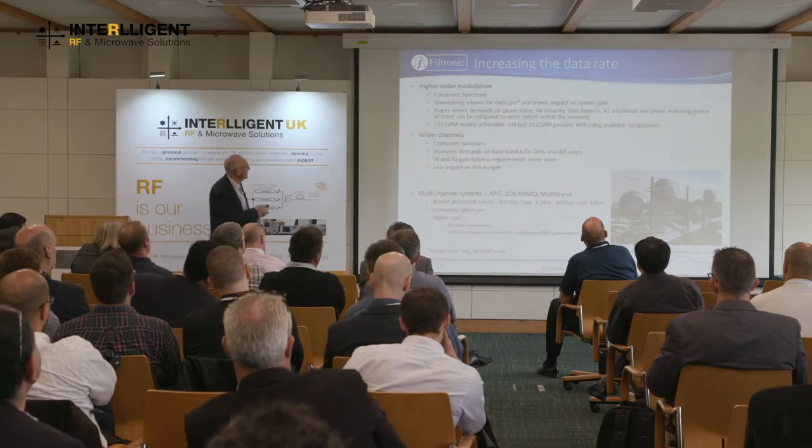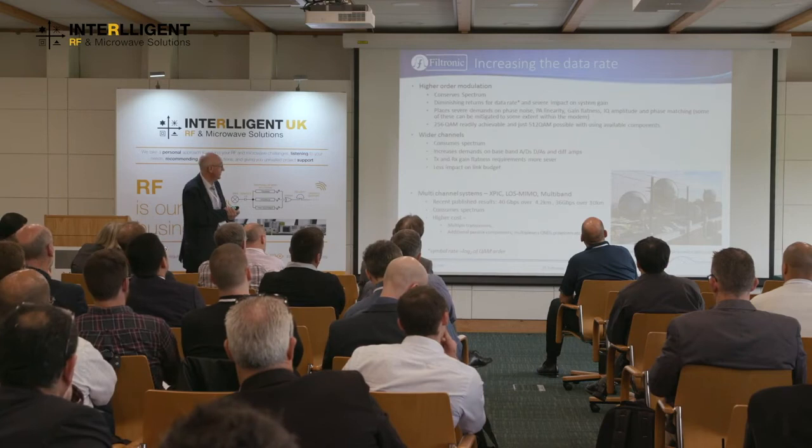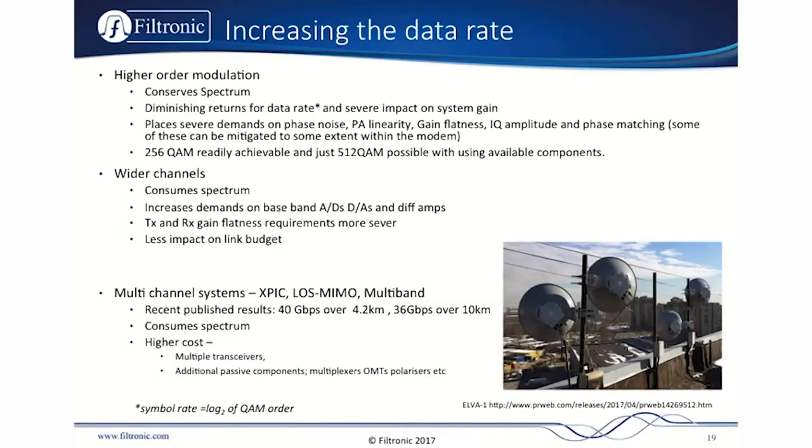So a bit of a trade-off then. If we go to higher order modulation, as I've said, it's diminishing returns. The symbol rate only increases as log 2 of the QAM order, so that's not quite so attractive. And it places very severe demands on the linearity of the amplifiers, on gain flatness. If you wanted to use wide bandwidth, you want a nice flat channel, and phase noise. So to get these very low carrier to noise ratios, then you really struggle with phase noise.